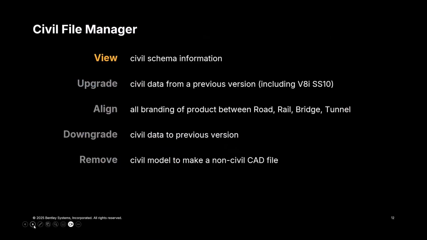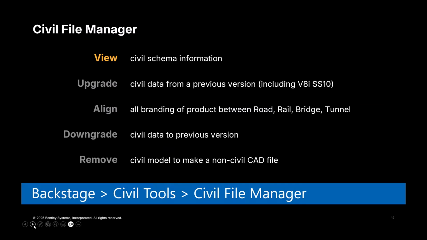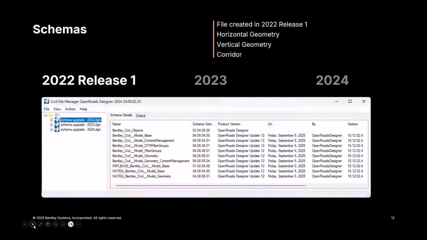Now, to look at this a little bit further, I want to go in and use the Civil File Manager, which is a tool that can be used for a lot of different things. But one of them is to view schema information. If you're not familiar with the Civil File Manager, you can find it on the backstage, go to Civil Tools and choose Civil File Manager. It opens up a dialog kind of like this, and you can do a variety of things with it. What I'm going to walk through here is just looking at the schemas in there.